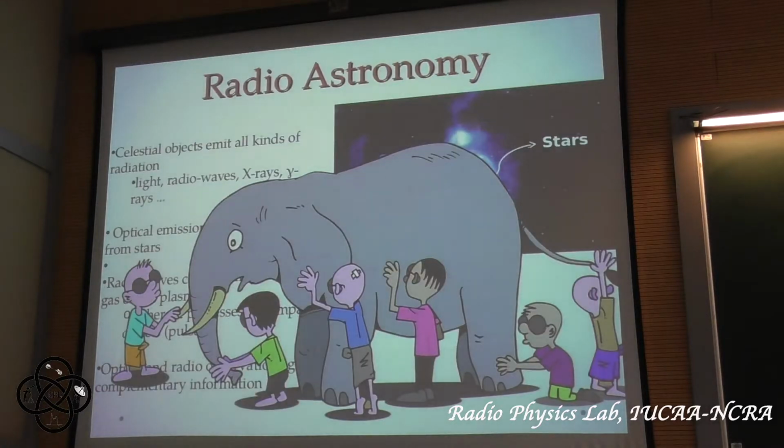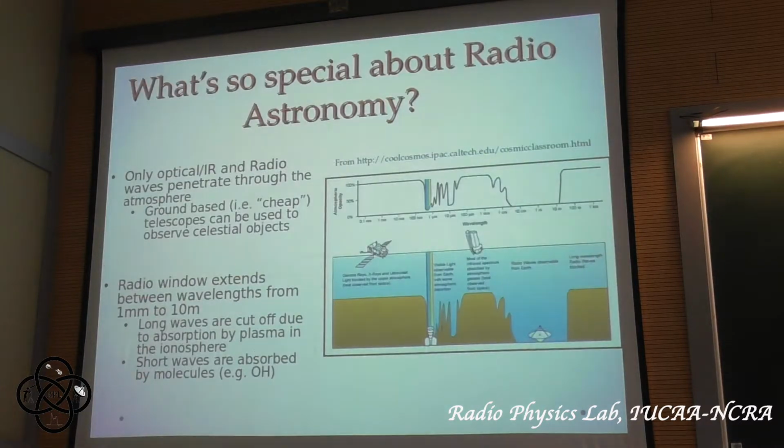Having said that, what is so special about radio astronomy? You would imagine that what you need to do is look at things in the light waves, in the radio waves, in the X-rays, in the gamma rays, and so on. And that is in fact by and large true. But nonetheless, there is a special place for both optical and radio astronomy. And that special place is because of where we live.